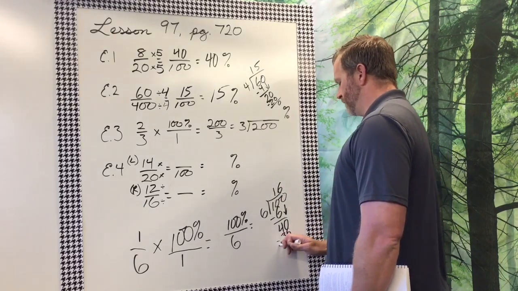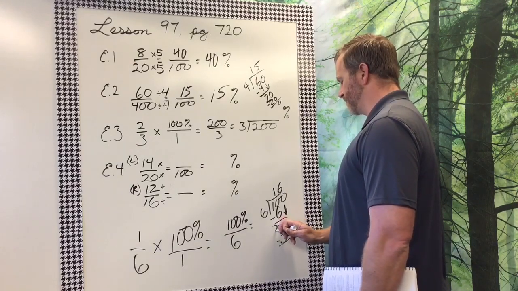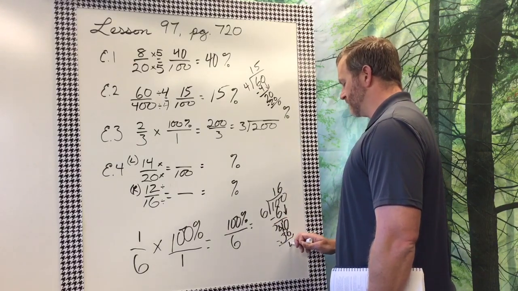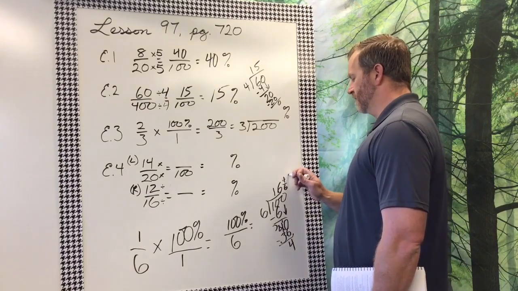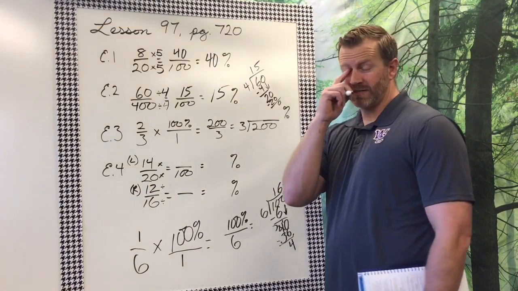Nice. We're going to borrow from this 4. It becomes a 3. That becomes a 10. 10 minus 6 is 4. And then we write it 4/6. So we have 10 and 4/6%.